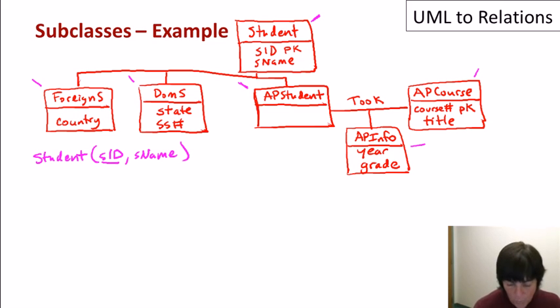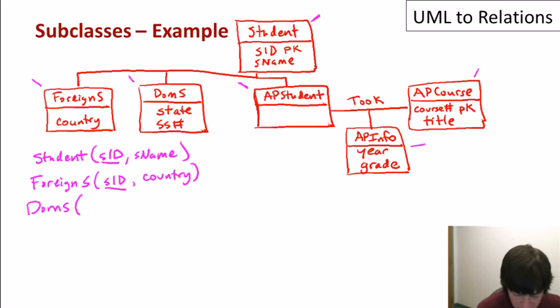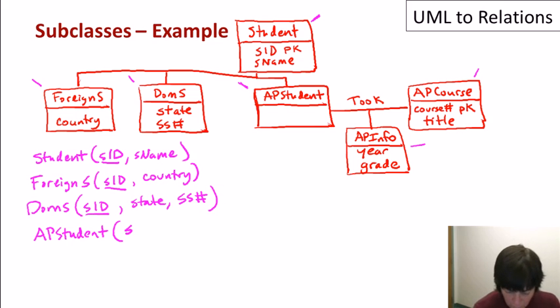And then we're going to generate one relation for each of our 3 subclasses. So that would be the foreign students, which will take the key then from the student relation, so their student ID and the country that they're from. There'll be the domestic students, and there we'll have again the student ID inherited from the superclass, and the state they're from, and their social security number. And then we'll also have the AP students, and those have none of their own attributes, but we can get the key, and we do, from the superclass. So this is just going to be a list of the student IDs who are AP students.